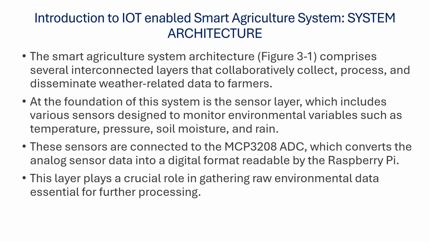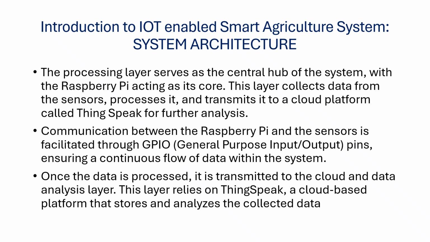Now, the next layer is the processing layer. What does the word processing mean? Processing means the layer which processes the data. As the name suggests, this layer is the central layer of the system, and it consists of a microcontroller, the Raspberry Pi, present at the core, at the center. We have different kinds of sensors at the base layer, the foundation layer. The processing layer collects the data from the sensor layer, processes the data and sends the data to the cloud platform.